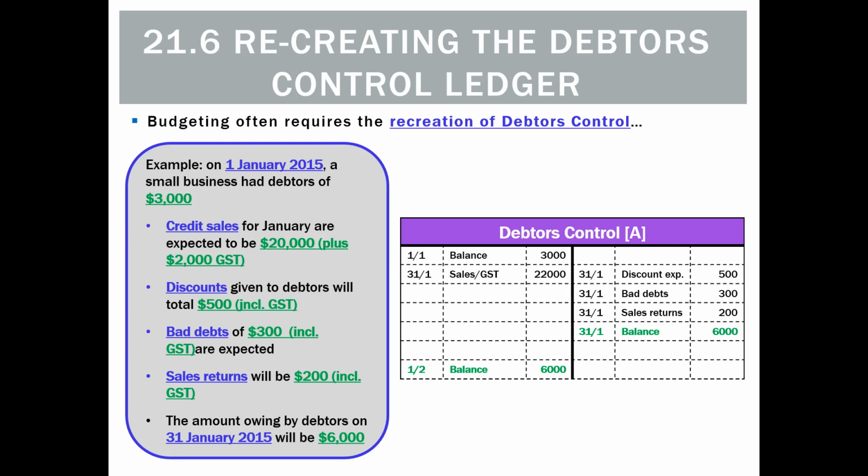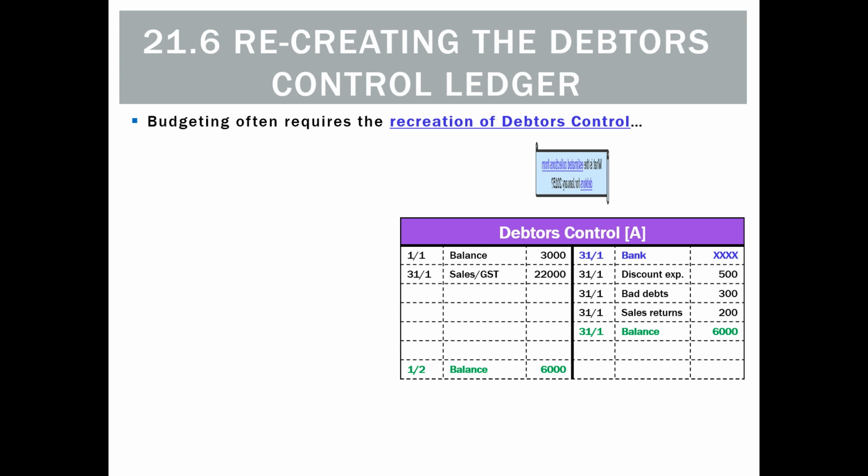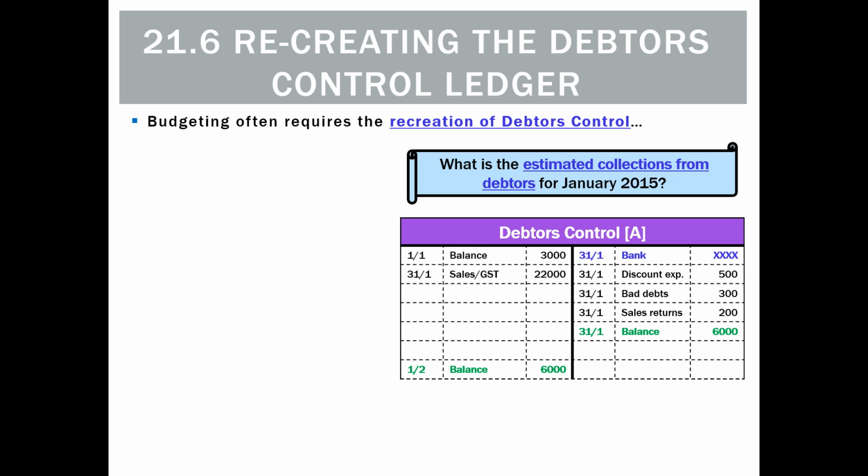And now that we've actually put all that info in, we can now answer the question, what is the estimated collections from debtors? The way we can do that is by saying, well, this number here must be X. If I was to balance this ledger, I know that the balance going forward is 6,000, and I can work backwards from there, figure out what that bank number is. That would be how much I'm expecting to collect from my debtors.